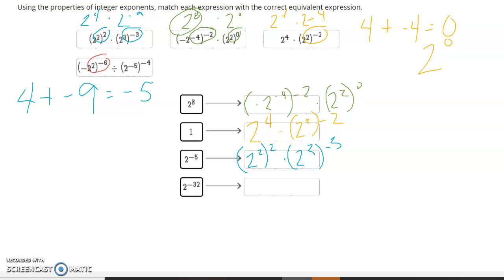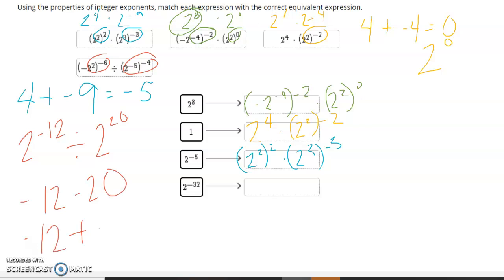So we have 2 times negative 6, so that's going to be 2 to the negative 12th power, divided by negative 5 times negative 4, which is 2 to the positive 20th power. So this is division. Remember, with division, we subtract our exponents. So we're going to keep, change, switch, and that's negative 32. So we can see the equivalent expression written in this last one down below.